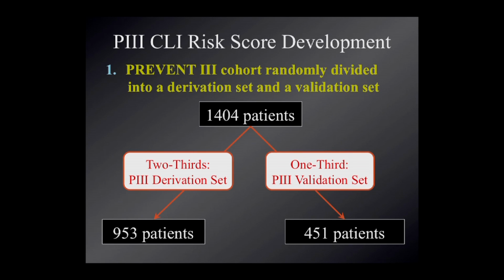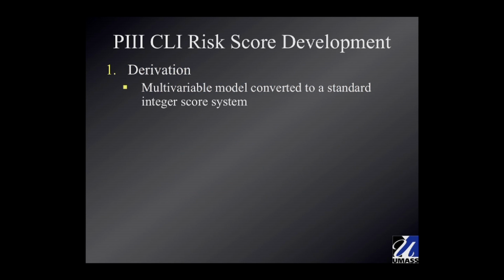Our first step was to take the PREVENT-3 cohort and divide it into a derivation set and a validation set. So we took those 1,400 patients and we assigned 2/3 of them to this derivation set, so to create a risk prediction model, and then 1/3 we reserved for validation of that risk prediction model. So we created a multivariable model, and then, as has been done in many studies, we converted it to a standard integer score.